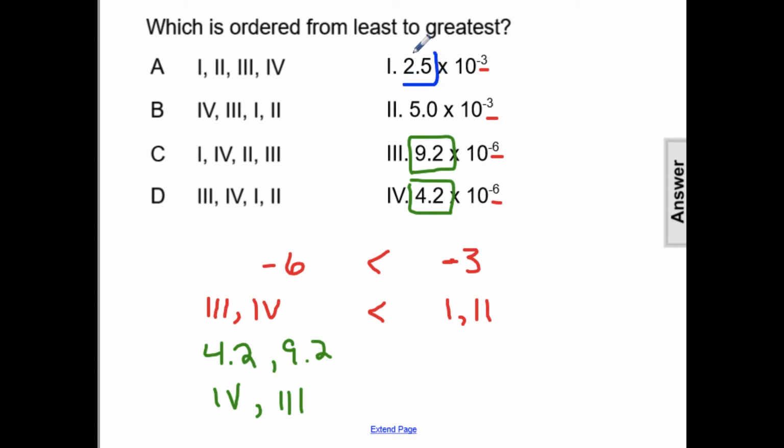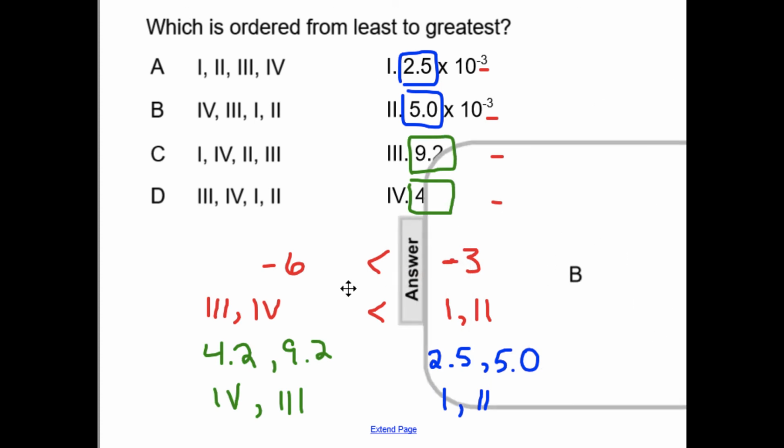Now let's look at the coefficients for the exponent of -3. We have 2.5 and 5.0. So here 2.5 is less than 5.0. So number 1 would be less than number 2, to follow from the exponents, making our order 4, 3, 1, 2, or answer choice B.